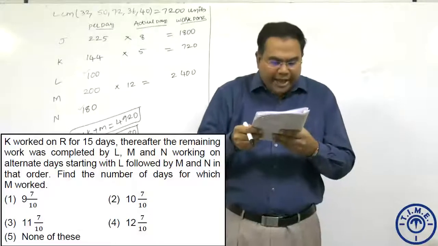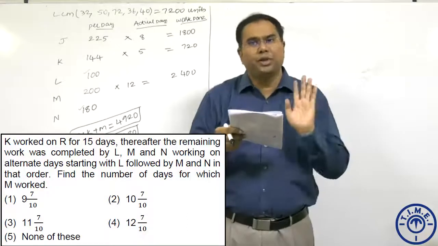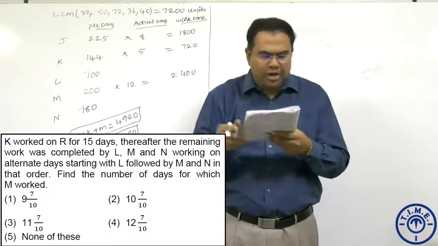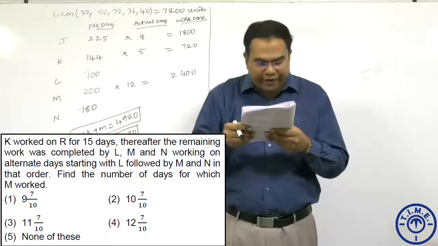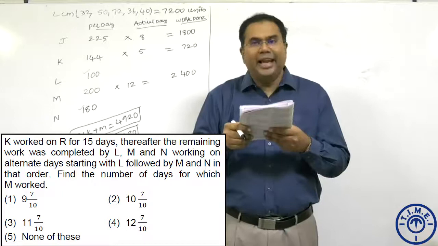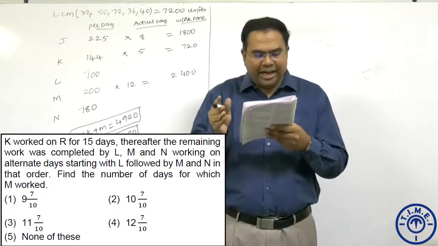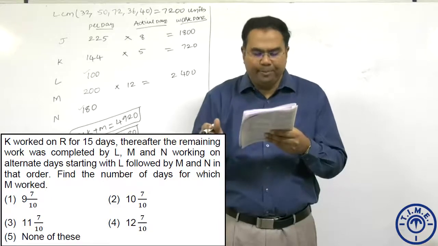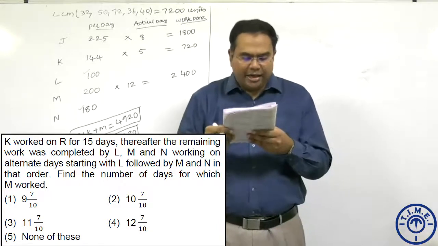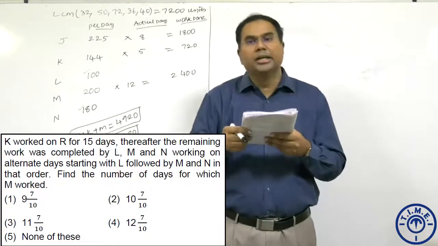Next question. K worked on R for 15 days. P, Q, R are similar work, so R is 7200 units. K worked on R for 15 days. Thereafter, remaining work was completed by L, M, N working on alternate days starting with L followed by M and N in that order. Find the number of days for which M worked.